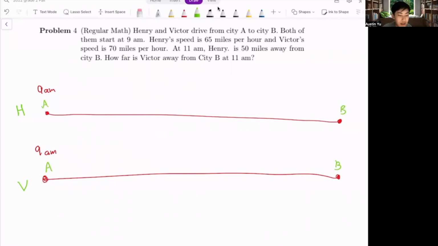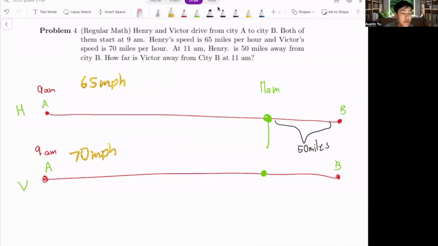Okay. At 11 a.m., he is 50 miles away from city B, so 50 miles. And we have to see how far Victor is away from city B at 11 a.m. As we see, Henry's speed is constantly 65 miles per hour, while Victor's speed is 70 miles per hour, which means that for every hour, Victor drives 5 miles more than Henry.